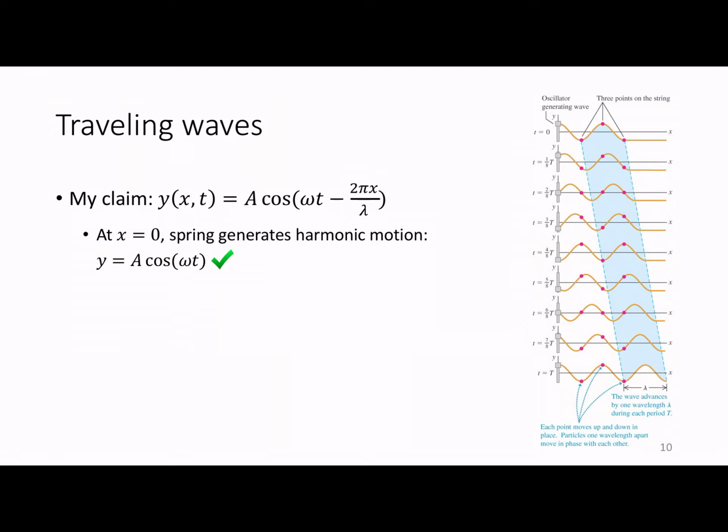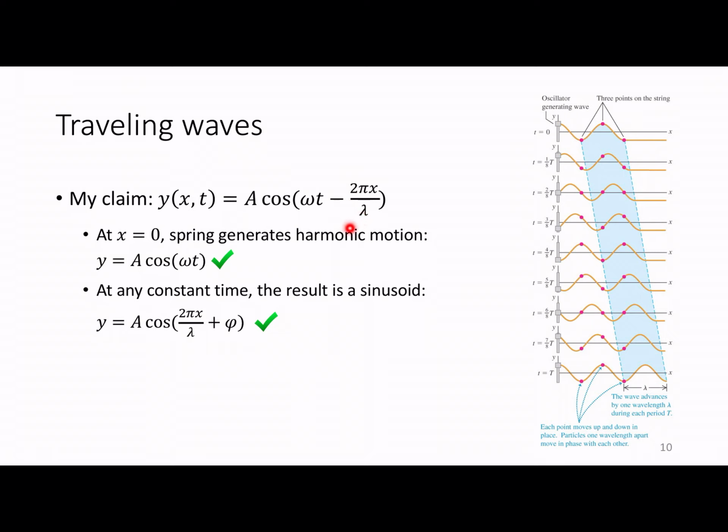Secondly, at any constant time, the result is a cosine dependence in space. So again, let's plug in a constant time. That means omega t is a constant. And what I get is a cosine of a constant minus 2 pi x over lambda. But now I can play around with this a little bit.